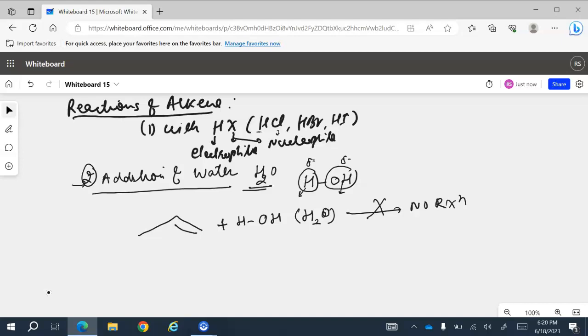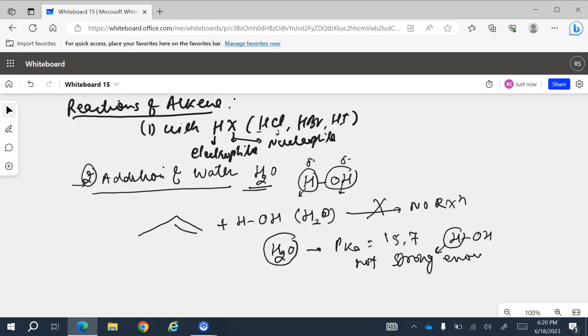One is the acidity of the water molecule. If you closely look at the pKa value of water, it is 15.7. That means water is a very weak acid. The hydrogen in the water molecule is very weakly acidic. Therefore, it is not strong enough to act as H plus, not a strong enough electrophile to react with the double bond. That's one explanation.